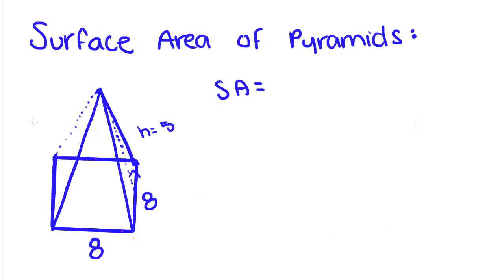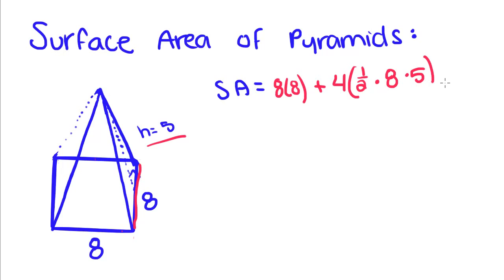So now let's do an example. Surface area is what we're trying to find. So first we're going to find the area of the base, which is 8 times 8 plus 4 times 1/2 times base times height. And they drew our height in and told us it was equal to 5. Now, if you remember, since this is a square, that means that every one of these sides has to be congruent. That's why every one of these triangles is going to have the same area.